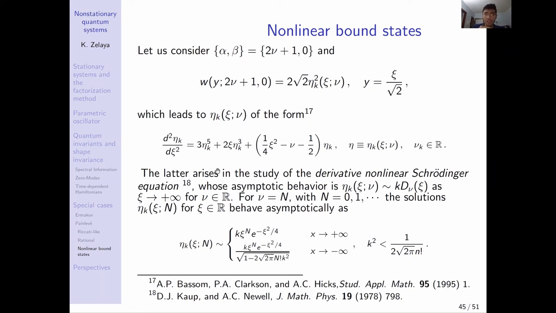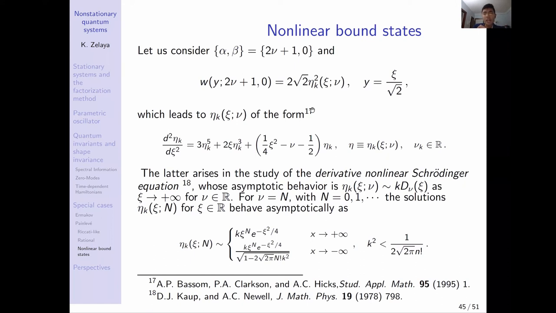And one essential property of these eta functions is their behavior for large values of x. You can see here that they behave like a Gaussian function. So this means that the eta functions are square integrable and they have exactly k zeros. So for eta k, the solution has exactly n zeros. But asymptotically speaking, they converge to zero. So they are square integrable.